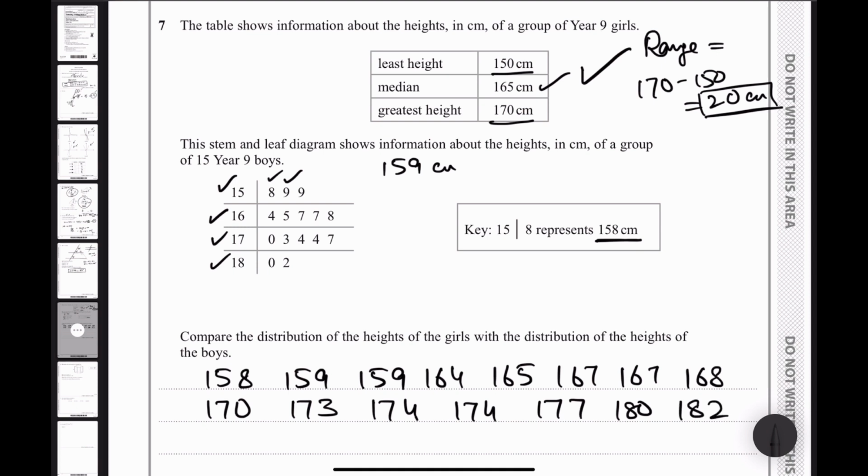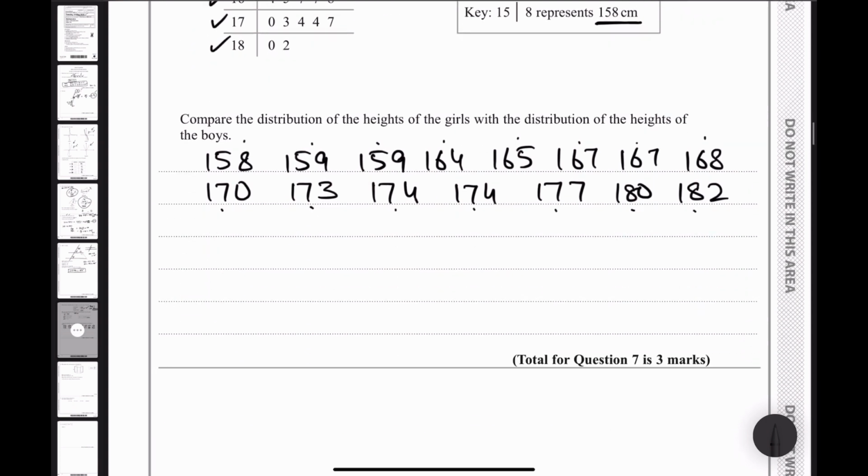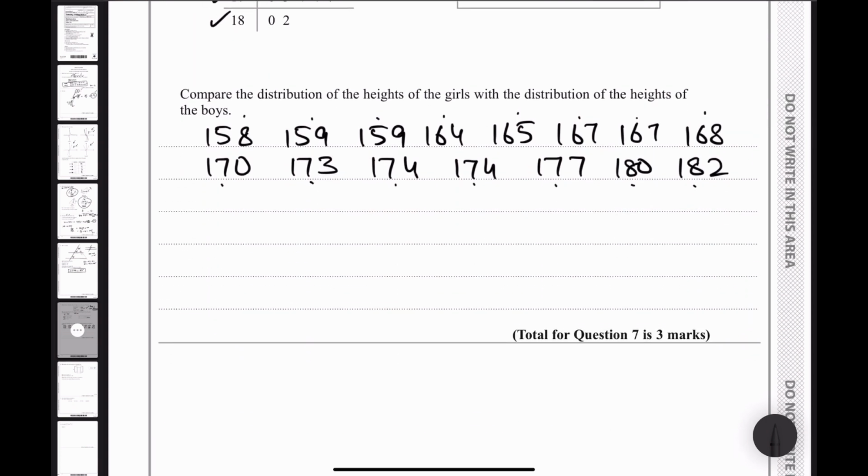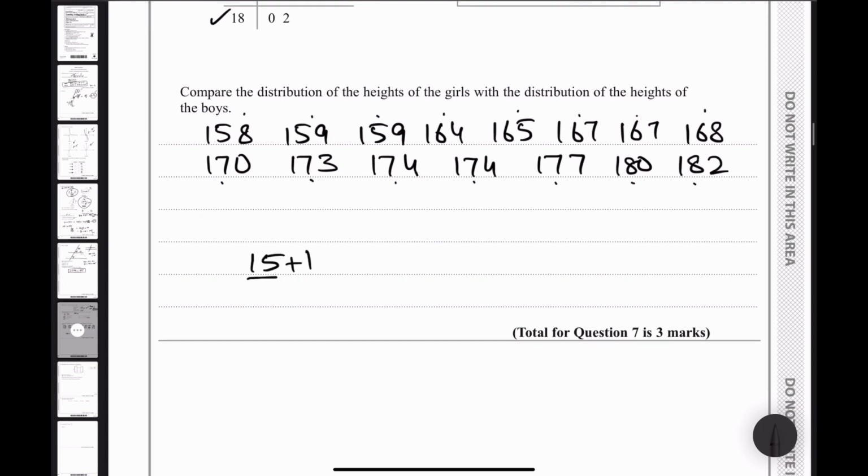For the median, we have to look for the middle number. Let's count the total numbers over here. 1, 2, 3, 4, 5, 6, 7, 8, 9, 10, 11, 12, 13, 14, 15. So they have a total of 15 terms. In order to get to the middle term, we will do 15 plus 1 divided by 2. That will give us 16 over 2, which is equal to 8. So the 8th term will be our median. So look for the 8th term. 1, 2, 3, 4, 5, 6, 7, 8. So this is our median, 168.